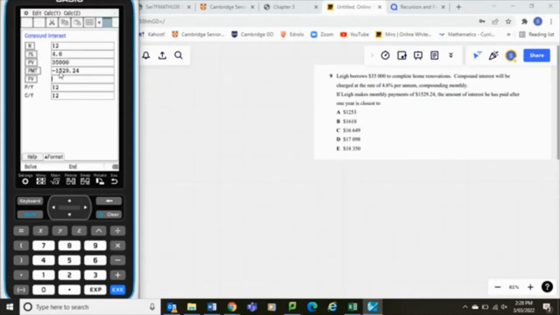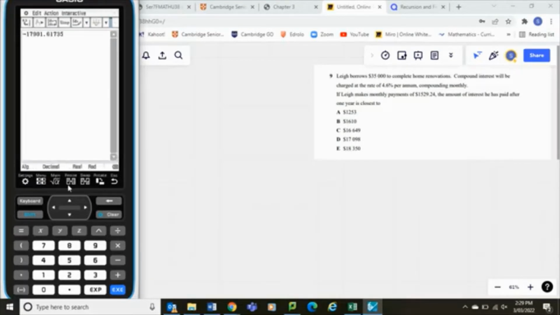So this should be a negative here. Make sure that's a negative here because we're taking off from the loan. So if we put all these values into your financial solver and we hit that, it gives us negative 17,901. I'm going to copy that one there and pop that into my calculator here.